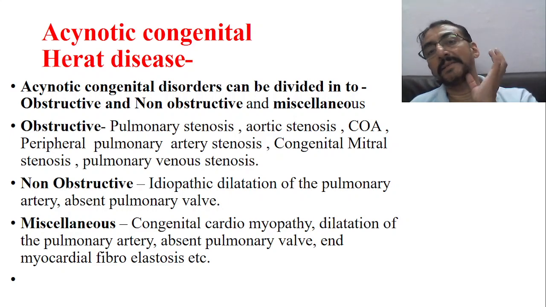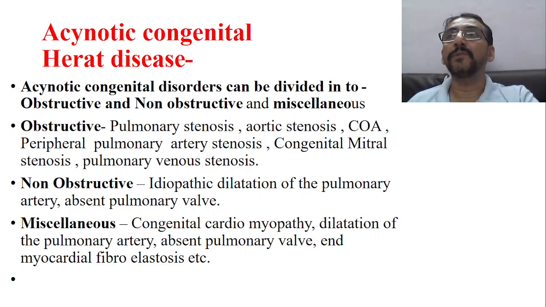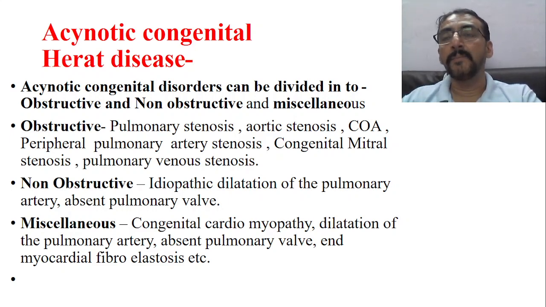See, in all these conditions, pulmonary stenosis, aortic stenosis, COA, coarctation of the aorta, in the maximum of the conditions, what is happening is blood is getting purified. Then purified blood is mixing with the impure blood in the atrium, left ventricle. Pulmonary venous stenosis means blood is purified from the lungs and coming through the pulmonary veins into the atrium. And during that time there is some stenosis.